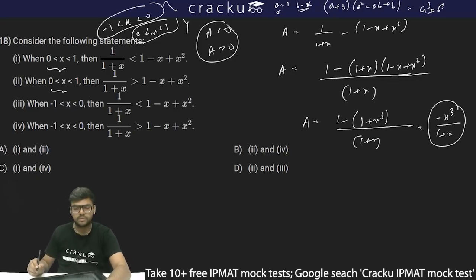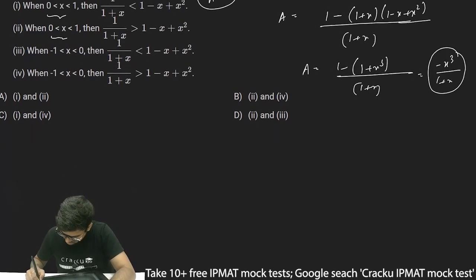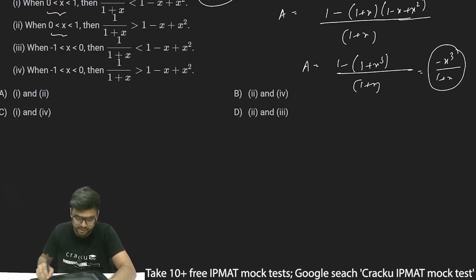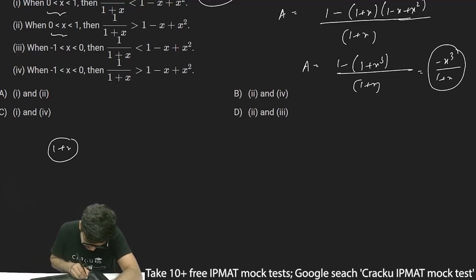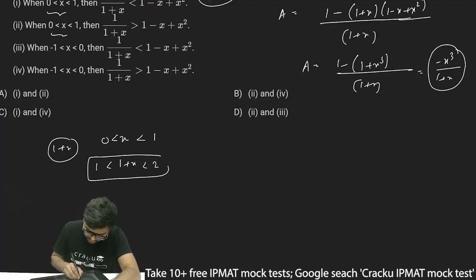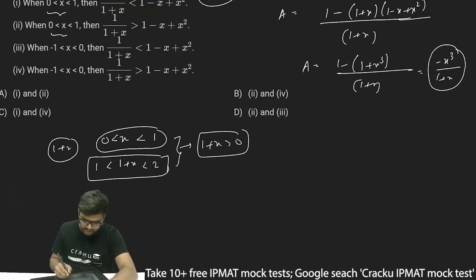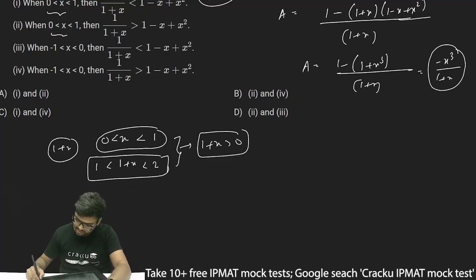This is a. Minus x cube upon 1 plus x. Now, if I see the denominator is 1 plus x. If x is 0 to 1 and I add 1 both sides, 1 plus x will be 1 to 2. So in the range of x 0 to 1, 1 plus x is greater than 0.